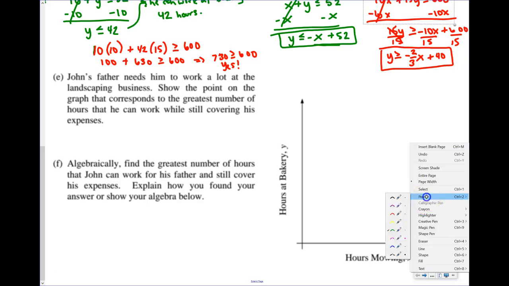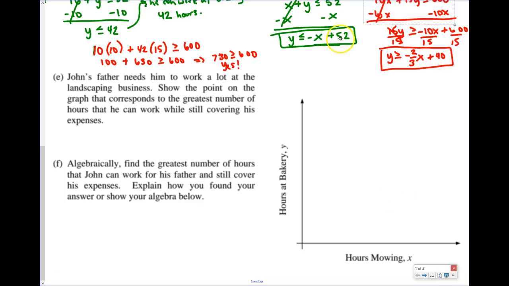Okay, so now I'm going to label my grid. I know my y-intercepts are 52 and 40, so I'm going to go up by 10s. Try and make them evenly spaced. Oops, I skipped 30. Try and make them evenly spaced out. And 50. Hours mowing, and I'm going to have to think about this in terms of his maximum hours he can spend. So we're going to keep this the same as 10, 20. We're going to keep these the same.